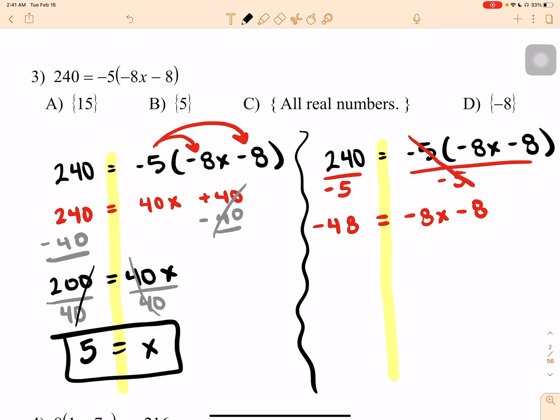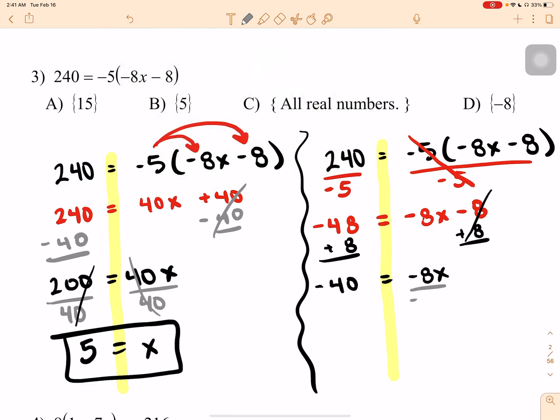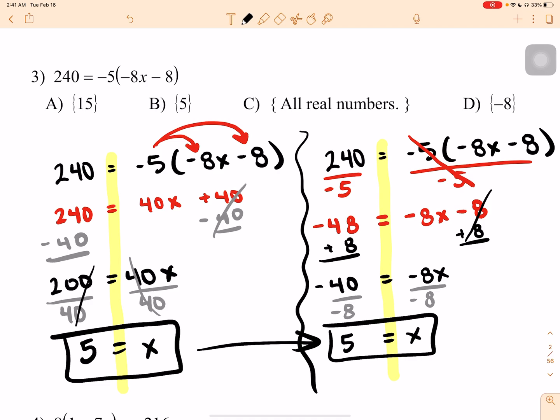Right, so let's see if we get 5 on the other one as well. So here we want to add 8 to both sides. -48 plus 8 is -40 equals -8x. And these two cancel out to 0. So now your last step is to divide both sides by -8. So here we have 5 equals x. These are the same thing.